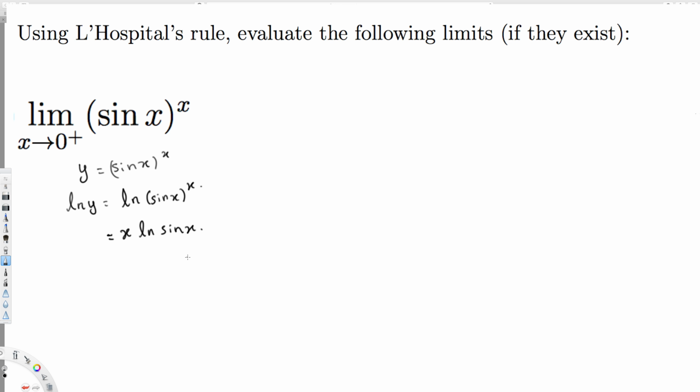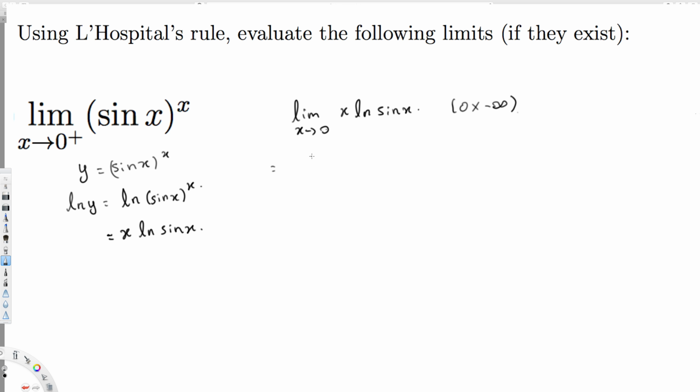Now let's bring it to the limit. The limit as x approaches 0 of x ln sine x. If I apply 0, x is 0, and ln sine x, sine 0 is 0, but ln 0 is negative infinity. So 0 multiplied by negative infinity is an indeterminate case, and we can't directly solve it.